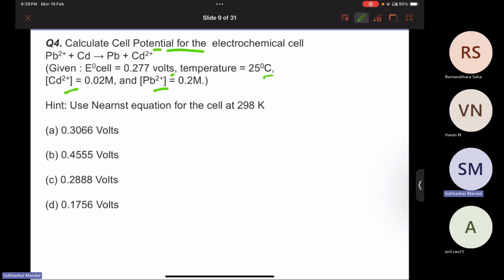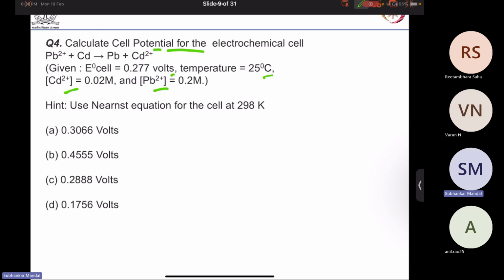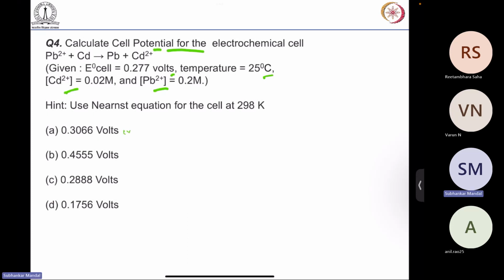Okay, so Varun has written 0.306 volt. Oh, okay. Yeah, so we can check once. You can check whether Varun's answer is correct or not.